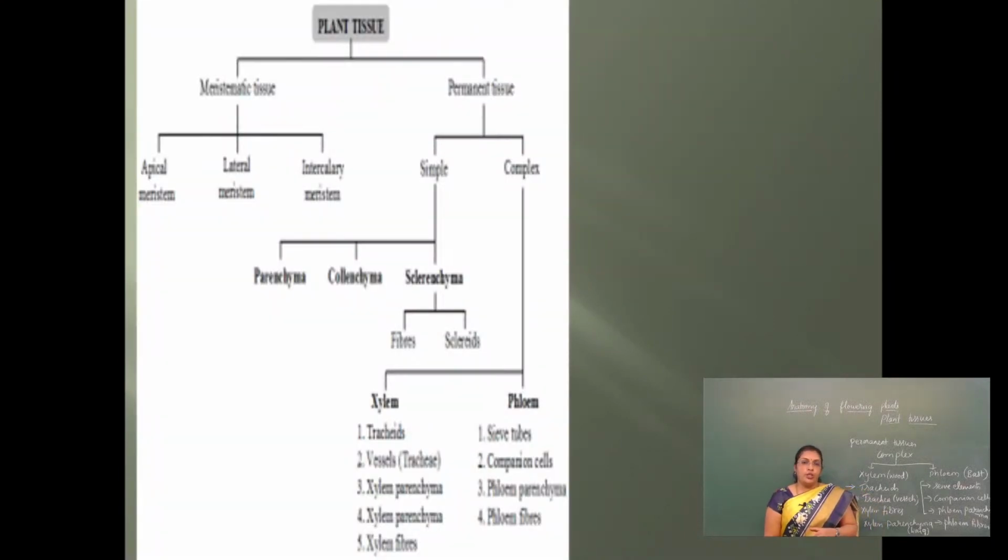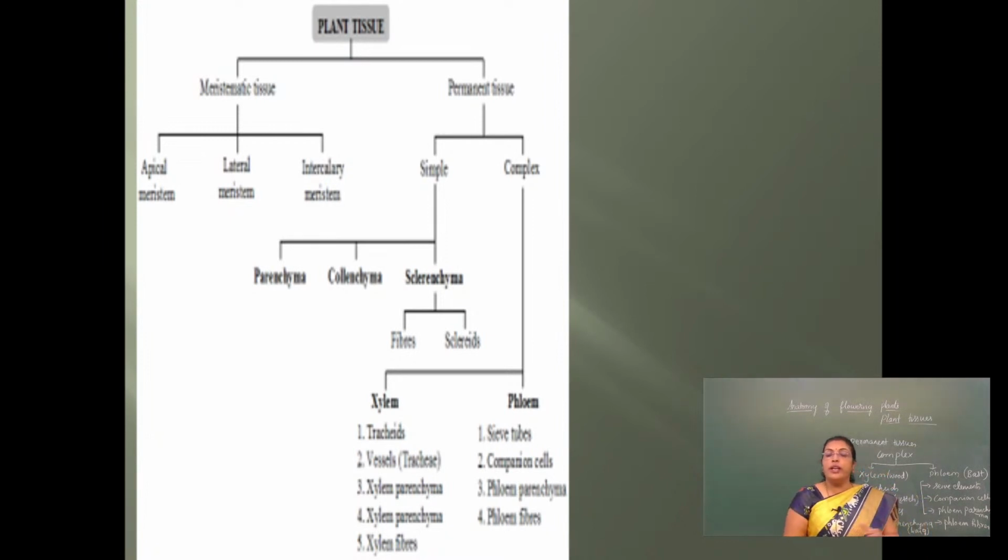See, the plant tissues are classified as... phloem parenchyma, sieve companion cells, phloem fibers. That's very good. Sieve tubes, companion cells, phloem fiber, phloem parenchyma. Very good.